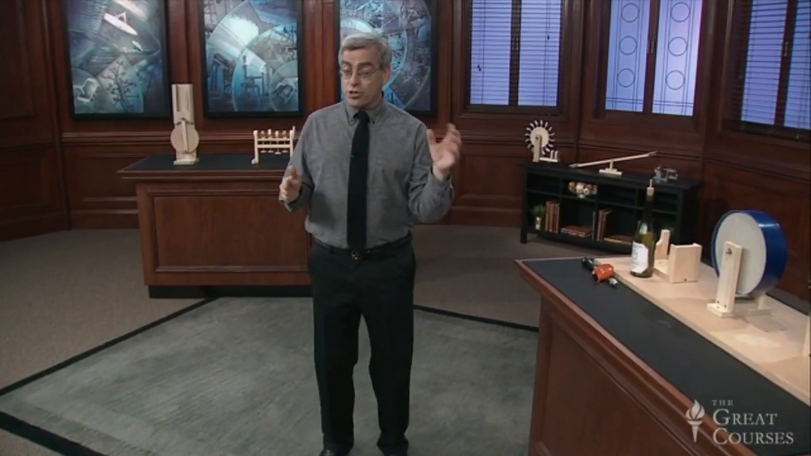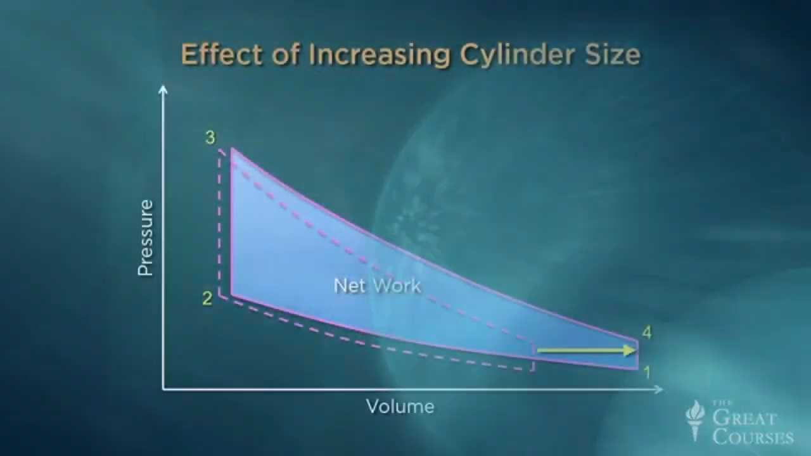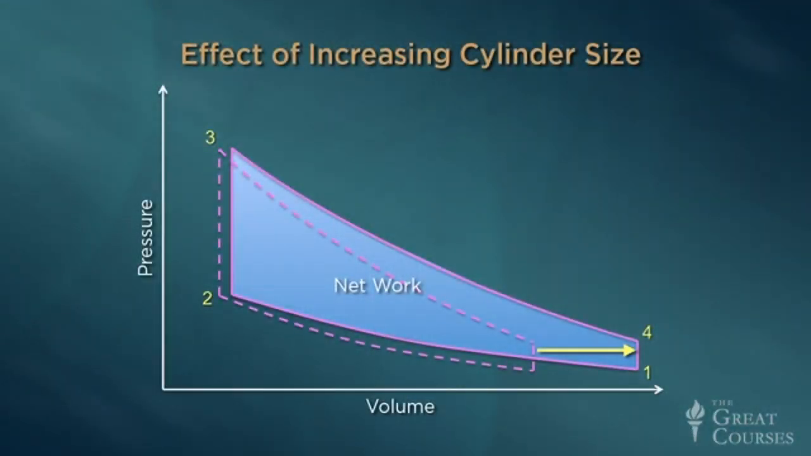Larger displacement can be achieved either by using more cylinders of a given size or increasing the size of the cylinders. Increasing the cylinder size has the effect shown here, producing a theoretical increase in both torque and power that's directly proportional to the increase in the volume of the cylinder.